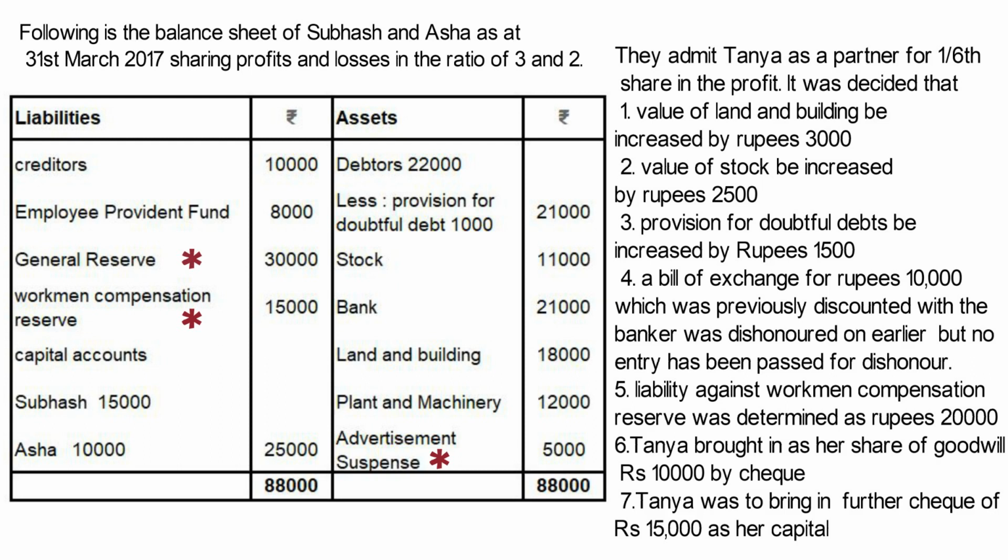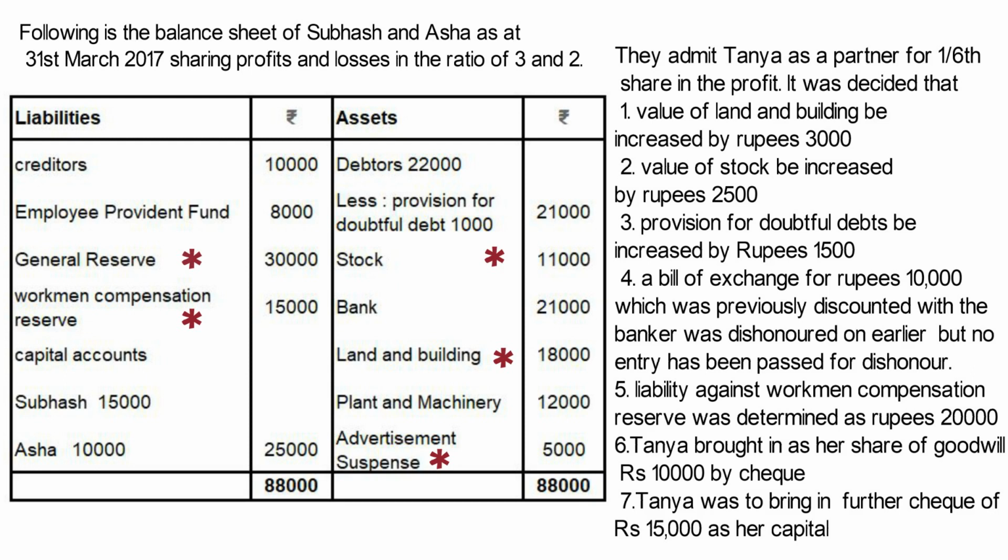Let's start to read the adjustments or additional information. They admitted Tanya as a partner for 1/6 share in profit. It was decided that value of land and building be increased by Rs 3,000. So mark land and building in the balance sheet. Value of stock be increased by Rs 2,500. Mark stock in the balance sheet.